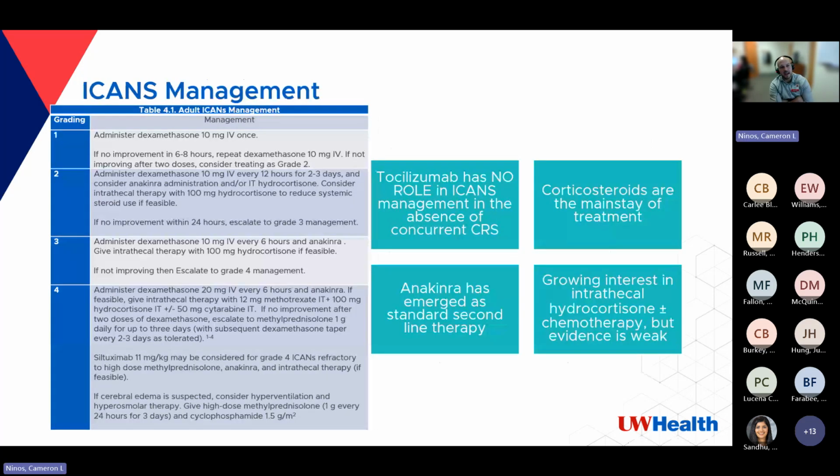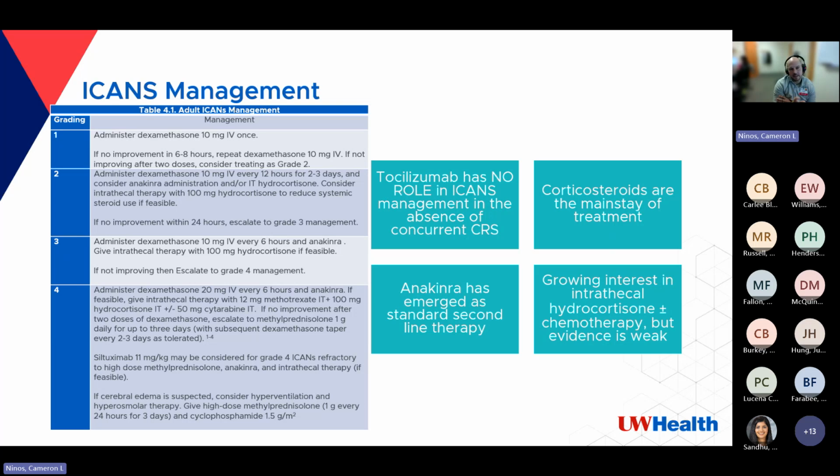So from an ICANS management standpoint, the big call out is that tocilizumab doesn't penetrate the CNS. So in solitary ICANS without the presence of CRS, there's no role for tocilizumab in this management algorithm. And that means we're really going to rely on steroids as our first line therapy, which we start even for grade 1 at slightly higher escalating doses as patients move up the algorithm.